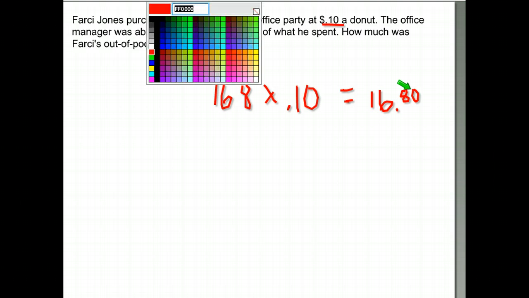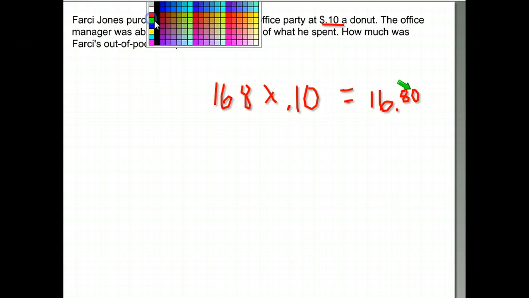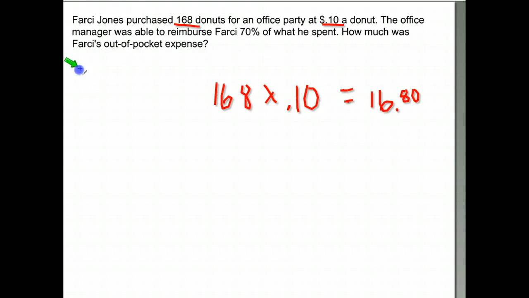So let's use the complement method, where you say, okay, if they paid 70%, what percent was left for him to pay? So what percent was he paying if they paid 70%? Okay, so you'd say, well, there's 30% left out of 100.